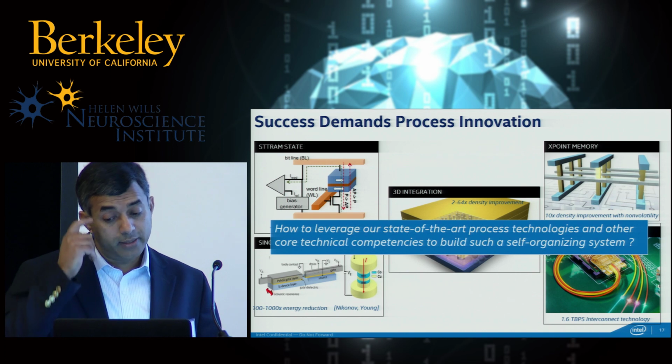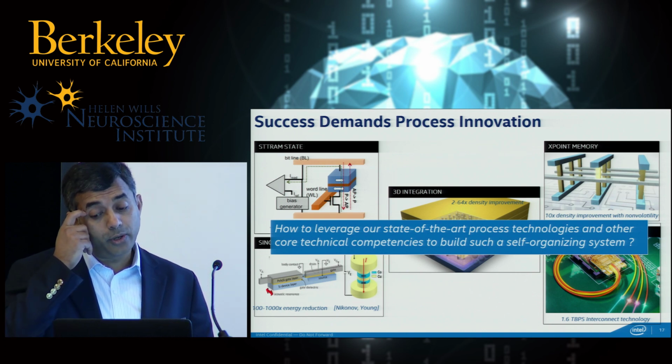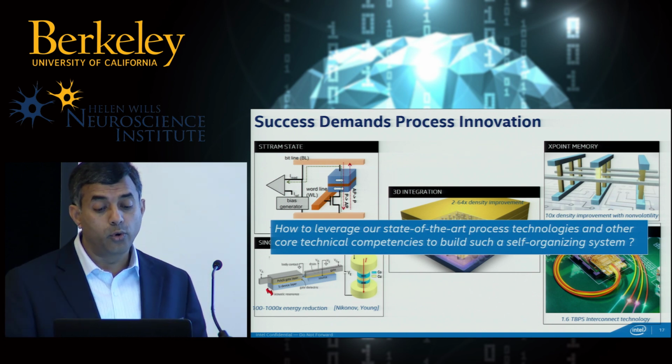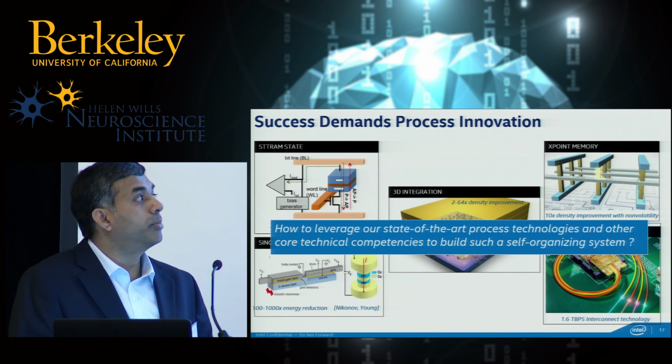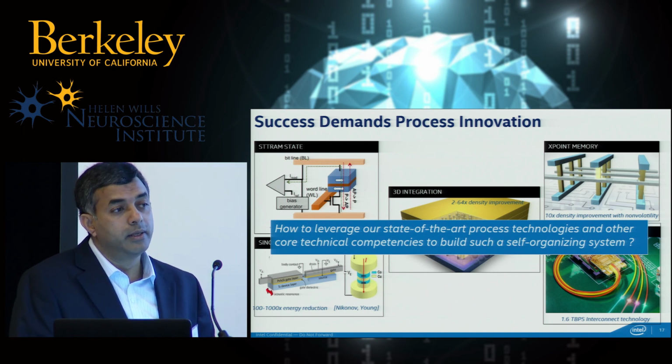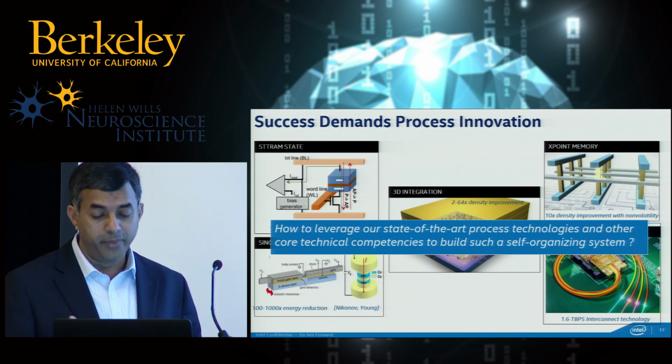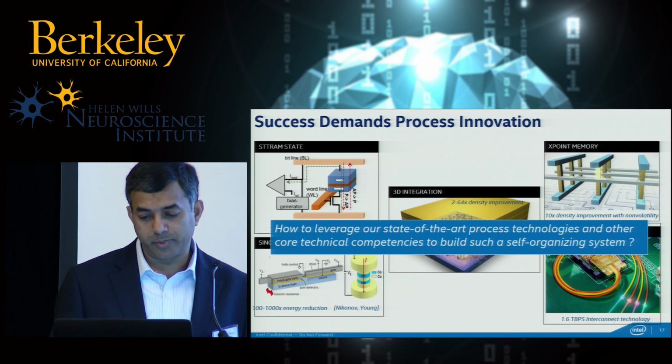Now, the question to ask is how to leverage our state-of-the-art process technologies and other core technical competencies to build such a self-organizing system. What is the core set of ideas or things that would make sense from a neuromorphic perspective?